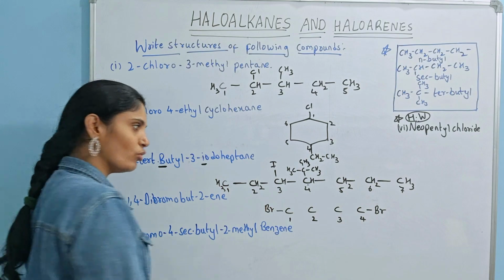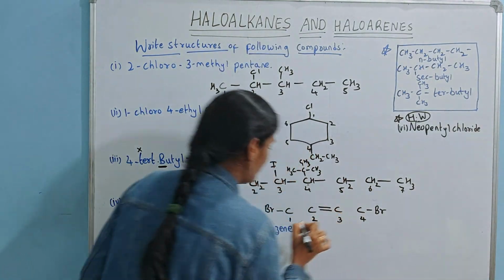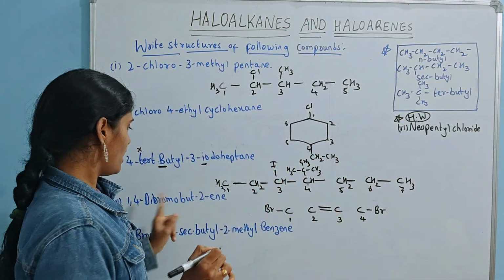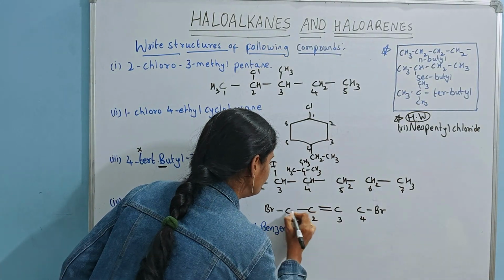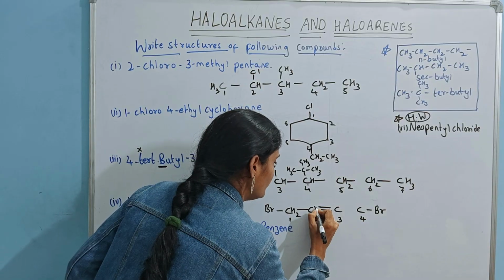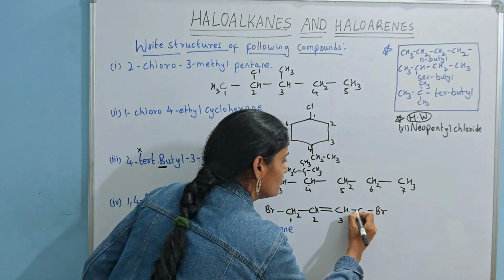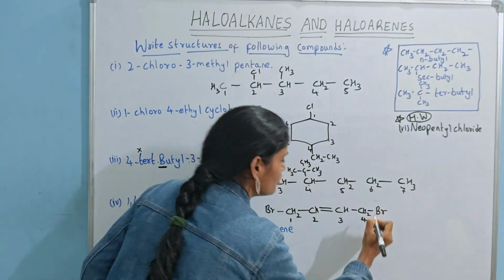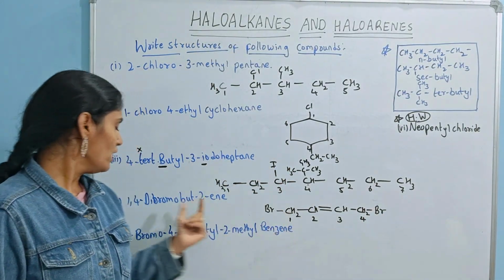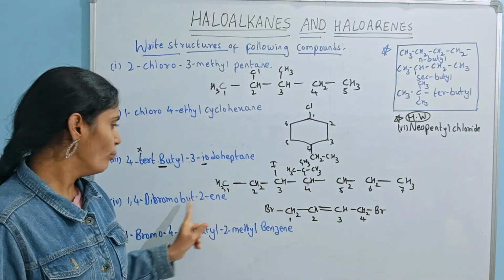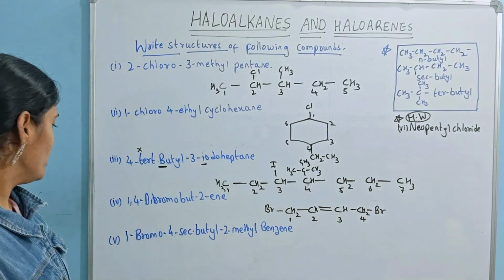My double bond should come at the second position. You can number from either side, it is the same. My double bond will come at the second position. So it is 1,4-dibromobut-2-ene. Remaining, you people know how to fill it now. Here it will be CH2, here it will be CH, here it will be CH, and it is my CH2Br. This is my 1,4-dibromobut-2-ene.